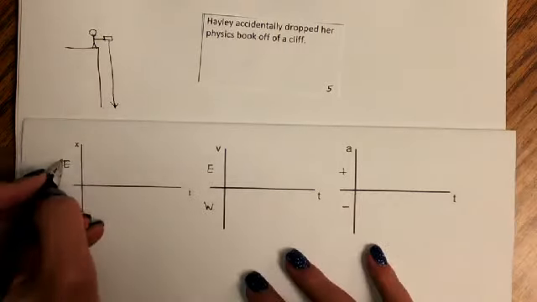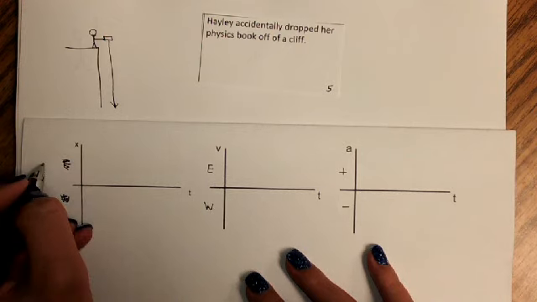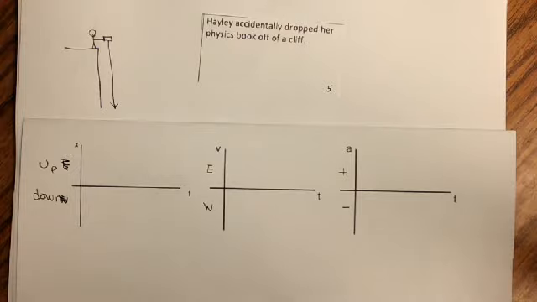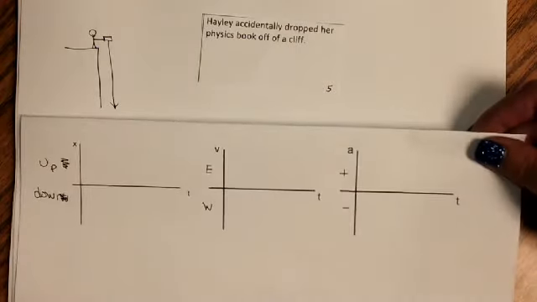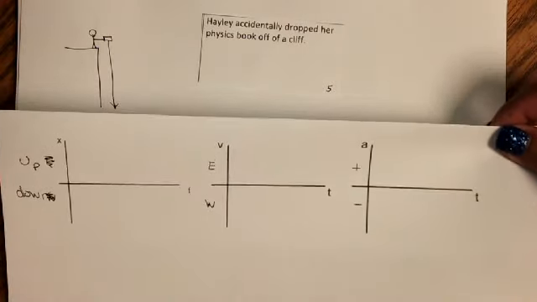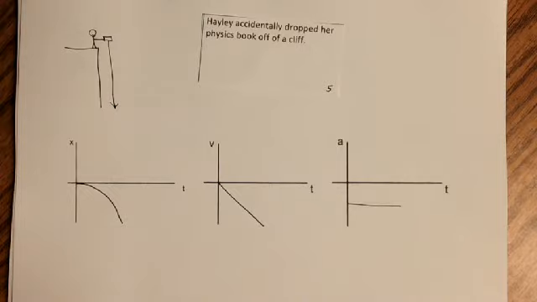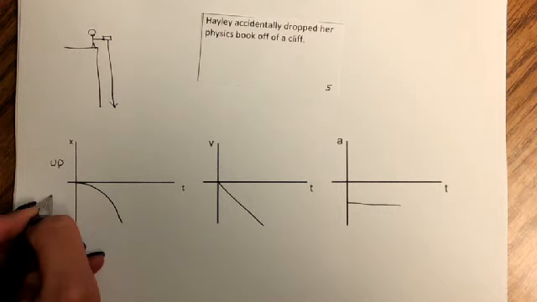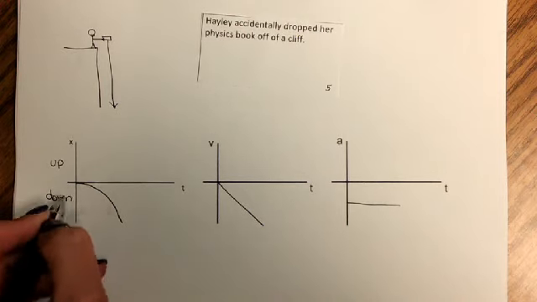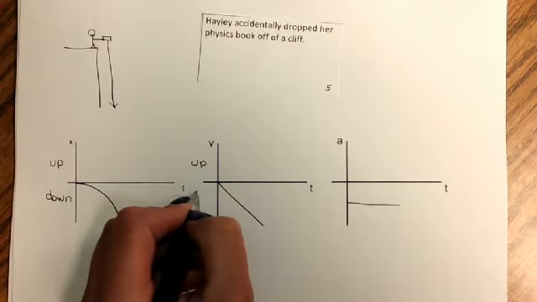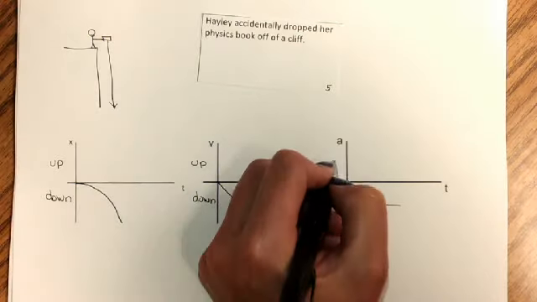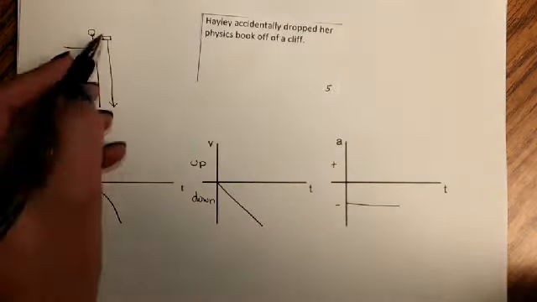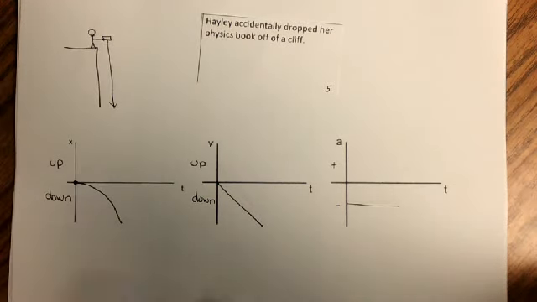And by the way, let's do up and down. Okay. Here's my answers. So we're going to do up and down for positive and negative this time. Up and down. And still we have a positive acceleration or a negative acceleration. So where the book starts is the origin of the problem.